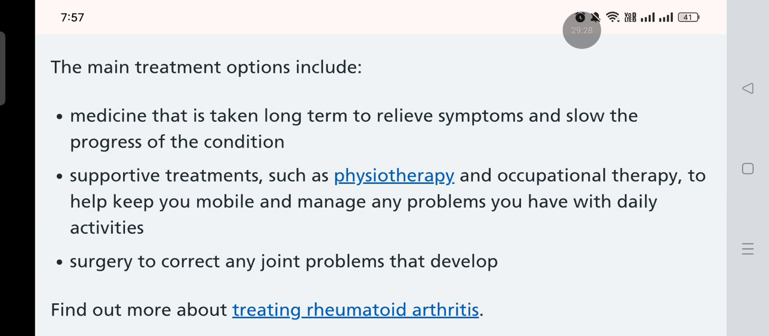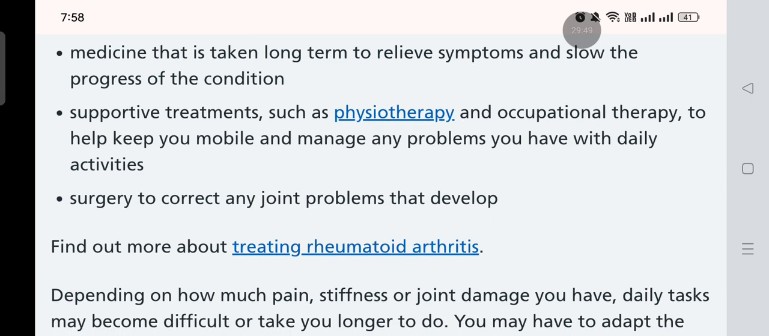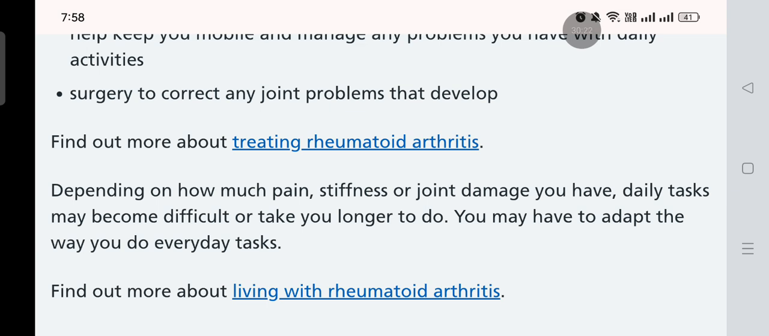The main treatment options include medicines that are taken long term to relieve symptoms and slow the progress of the condition, supportive treatments such as physiotherapy and occupational therapy to help you keep mobile and manage any problems you have with daily activities, and surgery to correct any joint problems that develop.